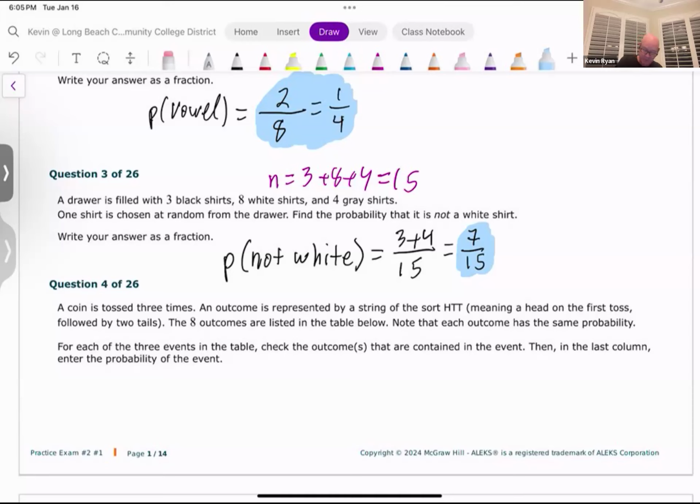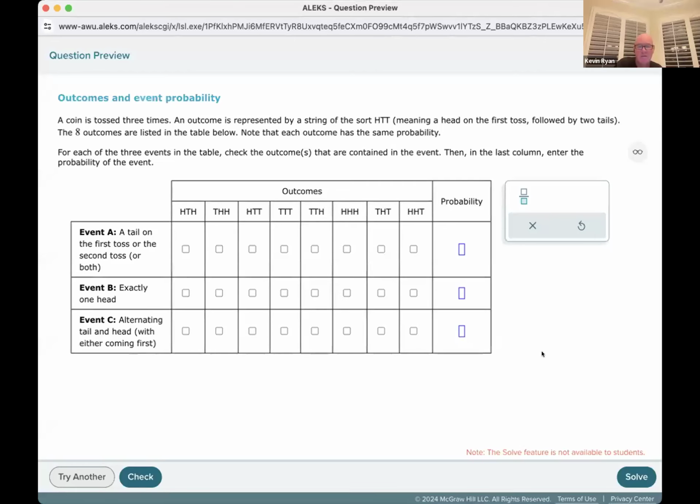All right, number 4, for whatever reason, I could not get my PDF to do this, so I have to switch to here. And we're going to actually do it. You may want to take a screenshot of that or something as we're going through.